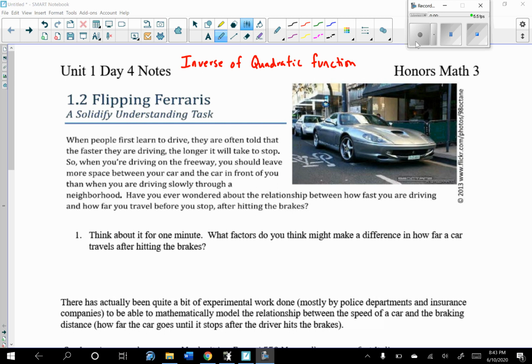Okay, so just your answers, of course, are going to vary here, but for example, you could say speed, friction, the incline if you're going up a hill or down a hill, road conditions such as the weather, the surface, the type and tread of tires, the weight of the car. There's many other possible answers you could put here. So I'm just going to write answers will vary.